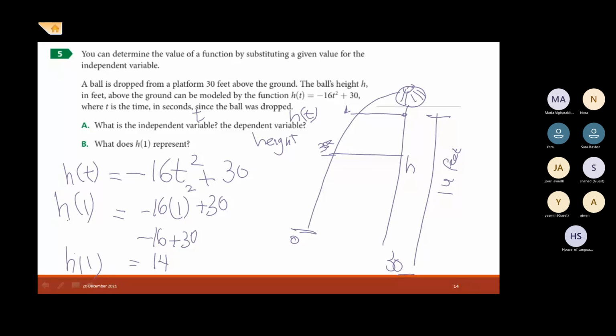You didn't understand this. So, you didn't understand the physics part or the math part? The math. Right. h of t is a function. The function rule is given: negative 16t squared plus 30. So they tell me that this is my function rule. Now, they ask me to find h of t where t is 1. What does it mean? Where is t? Here is t. So you want to substitute. Instead of t, write 1.